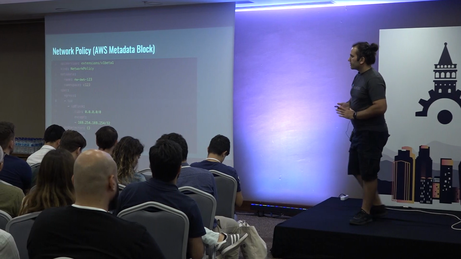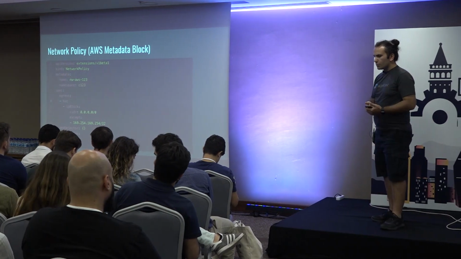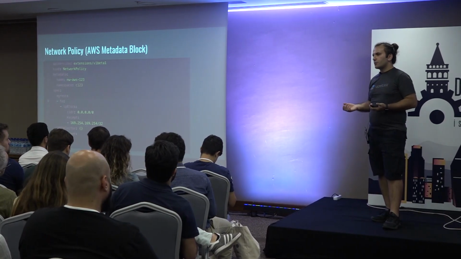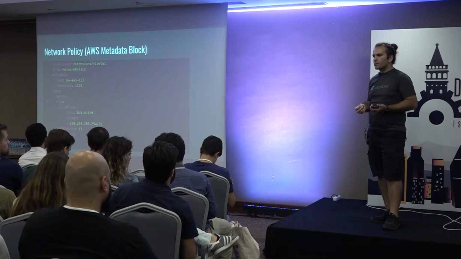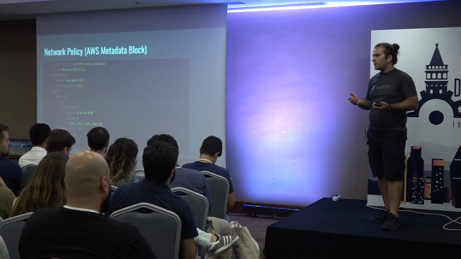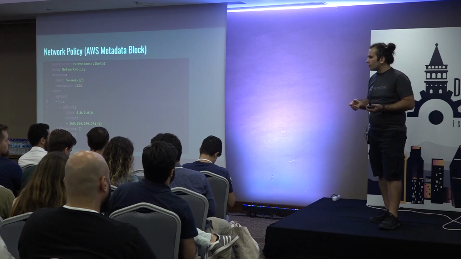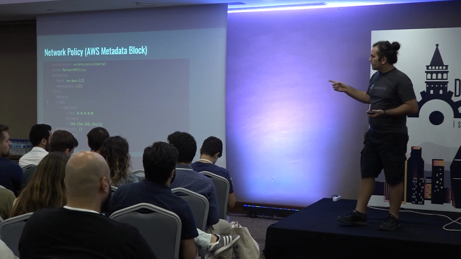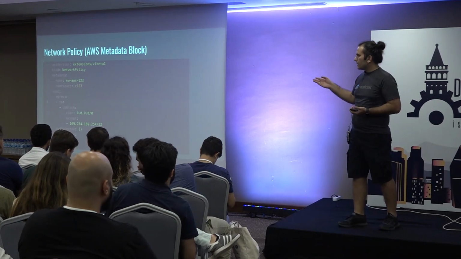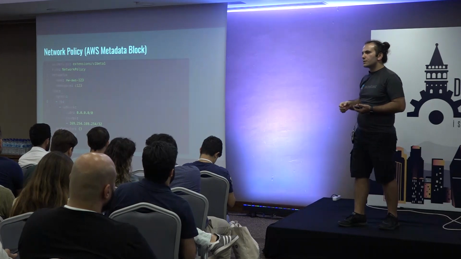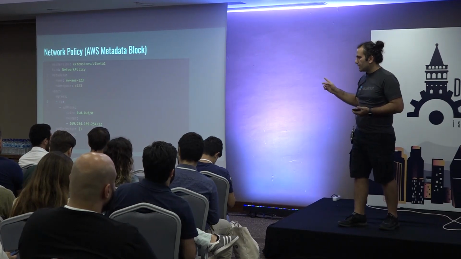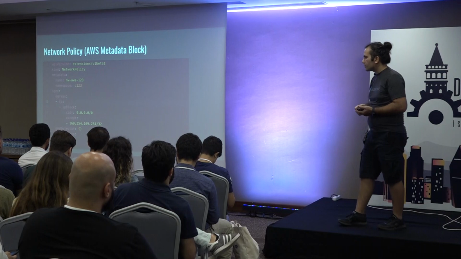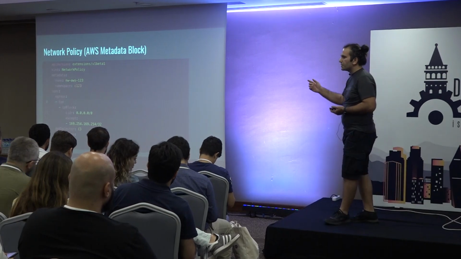Another example here. So you provided a SaaS product. There is something inside the customer namespace, and naturally, it will want to connect to outside, right? Here, I am saying that anything within this namespace can connect to outside. But there is an exception here. As you can see, except one IP address.